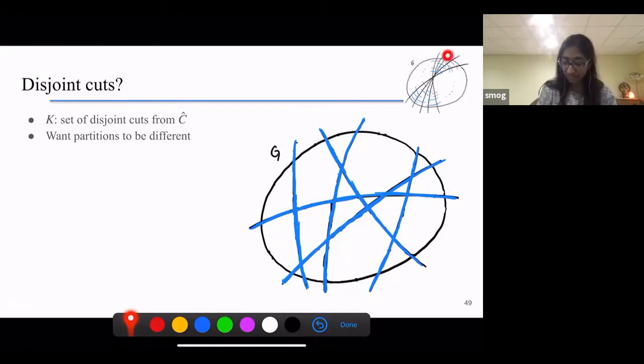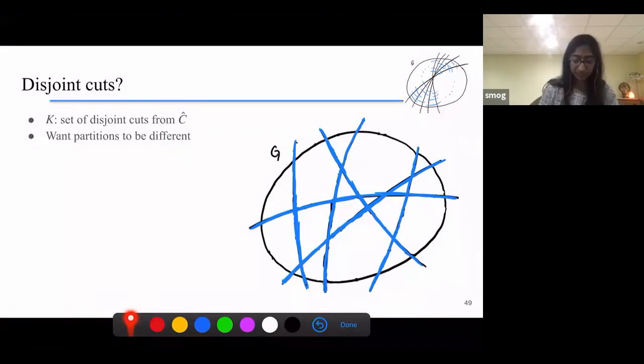Remember, if we have many cuts, or if we have a lot of cuts with very similar partitions, they're going to have a lot of edges that overlap. And this is bad because we don't want to pay for those edges multiple times, right? So we want the partitions to be different.